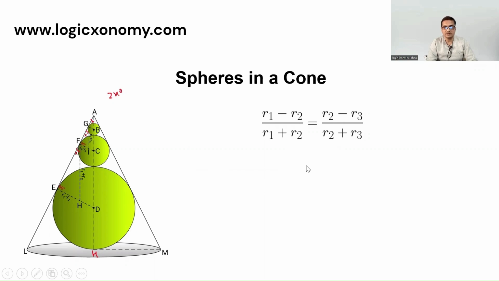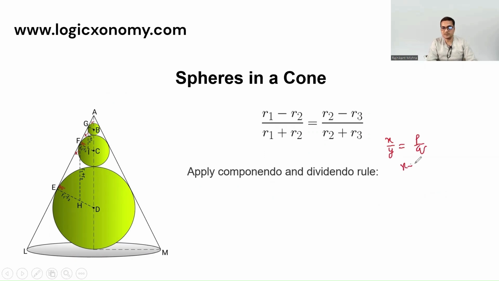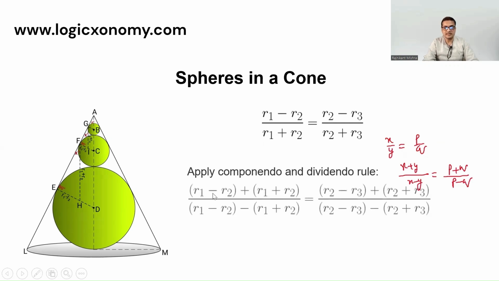To simplify it, we use the componendo and dividendo rule. According to this rule, if x by y is equal to p by q, then x plus y by x minus y is equal to p plus q by p minus q. So we can write it as numerator plus denominator by numerator minus denominator is equal to numerator plus denominator by numerator minus denominator.